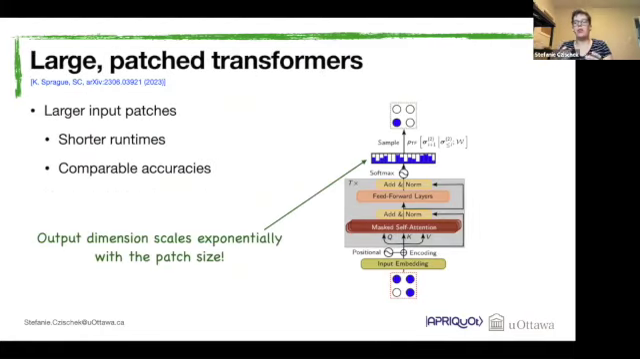Yeah, it's the same number of predictions, but the problem is that the output dimension of the network scales exponentially with the patch size, right? Here we have 16 possible states for this 2x2 patch. If we go to 4x4 patches, we would have 2 to the 16 possible states, and we would need to evaluate all these probabilities to then sample the configuration of the next 4x4 atom patch. So this is the limiting factor.